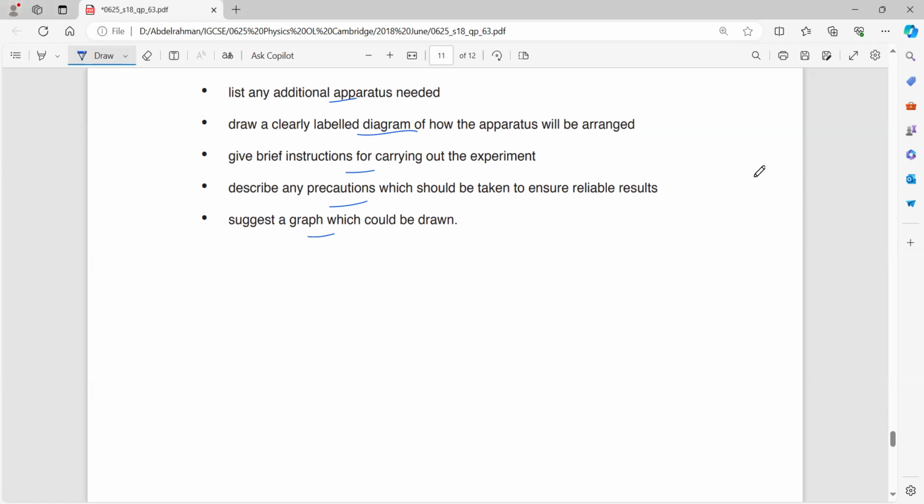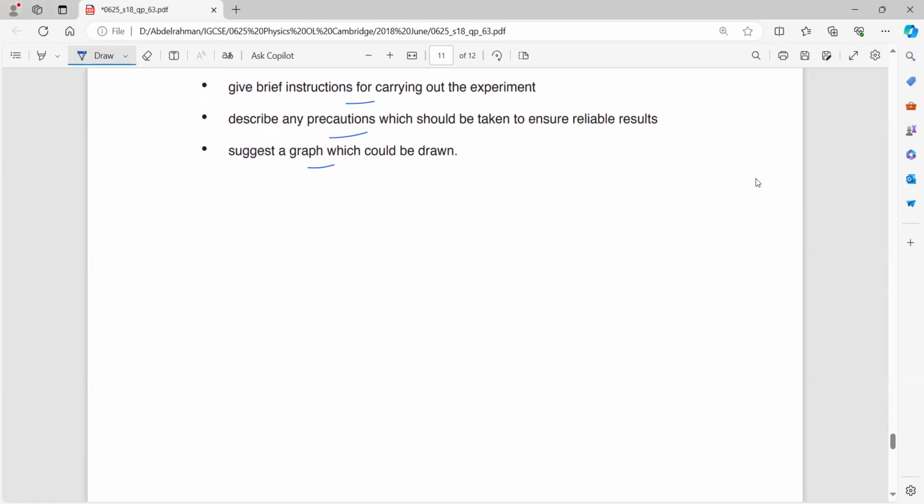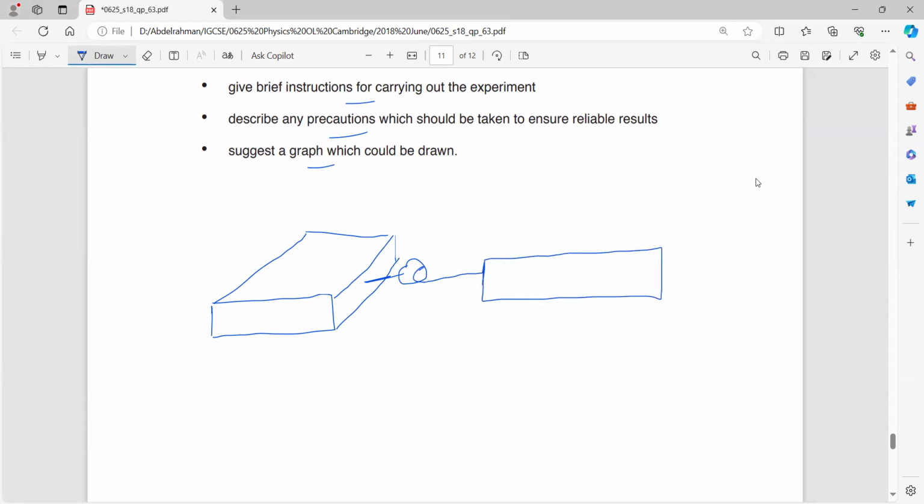But the diagram will be very easy. Why will the diagram be very easy? This is the block we have. Okay, this is the wooden block attached to the hook. But the hook is attached to what, guys? It's attached to a force meter.